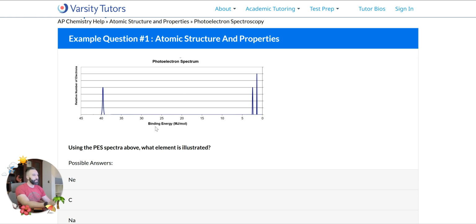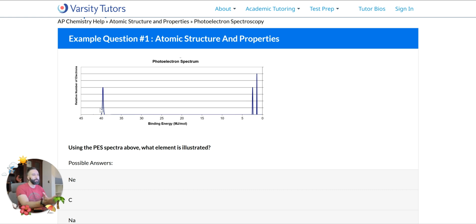See here on the x-axis, you have binding energy. That means that this represents something which has a higher binding energy, it's closer to the nucleus, and this has a lower binding energy, and this has even lower binding energy. And here you see it says relative number of electrons. Just by using logic, if these peaks represent the electrons, the position of the peak on the x-axis means that if something has a higher binding energy, it must be closest to the nucleus. So this is the closest to the nucleus.